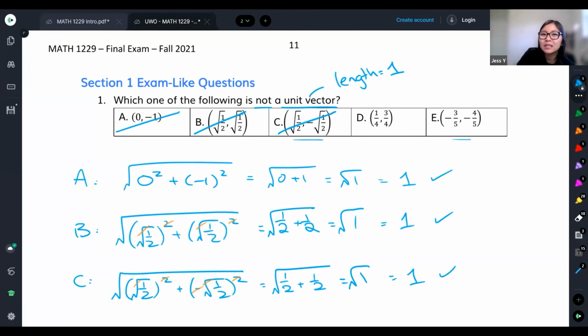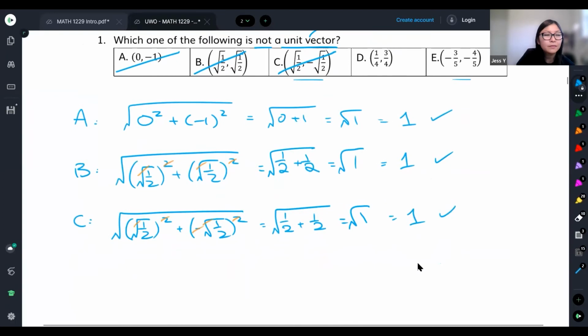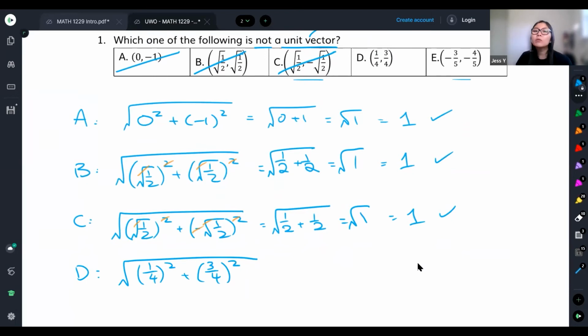So now we're down to D and E. Let's see what we got here. D, okay, we have the square root of each of the numbers squared. So (1/4) squared plus (3/4) squared. How do we square a fraction? Yes, thank you, you helped me out there. To square a fraction, you square the numerator, square the denominator.